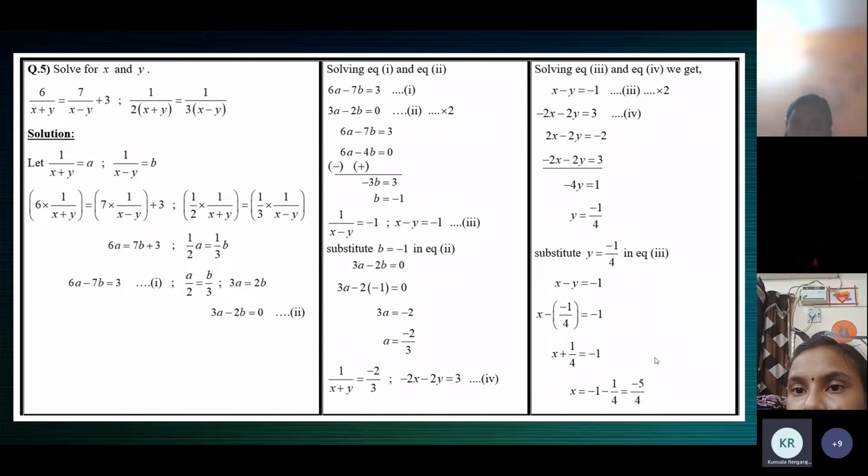Take a screenshot, children. Because we have x and y in the denominator, we have to do this assumption. So we'll have to use a and b, construct two equations in a and b, find the values of a and b, and then get the two equations in x and y, solve for x and y. Take a picture, children. We'll have to go to the next one.